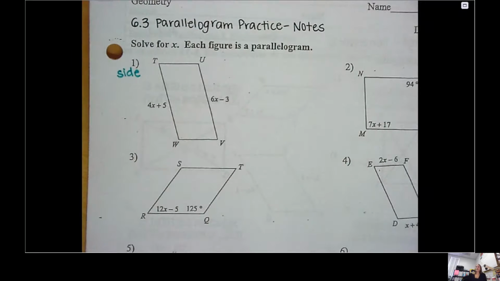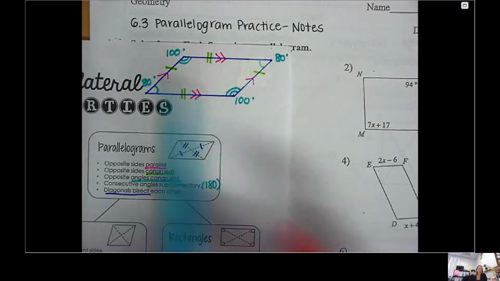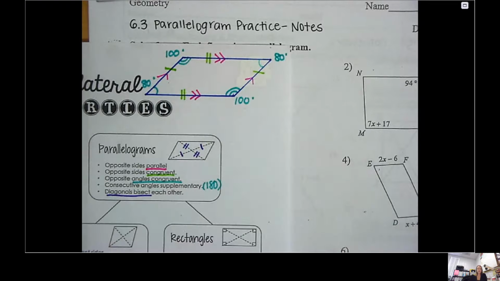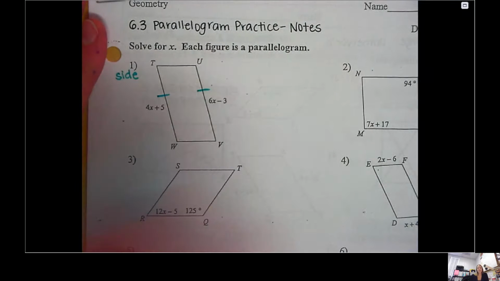Now, you've got 2 sides. They are across from each other on my parallelogram. If I look back at my picture, what do you know about sides that are across from each other? Yeah, they're parallel and congruent. So these 2 pieces are the same.